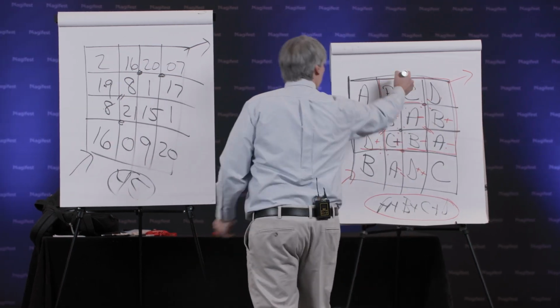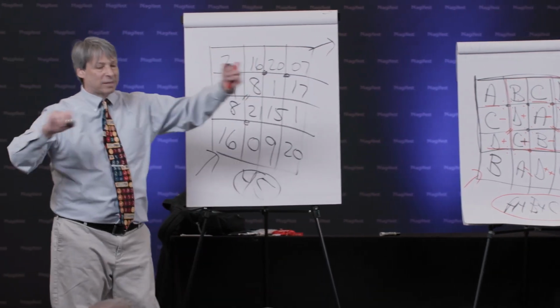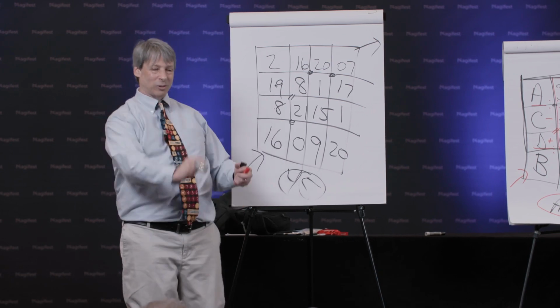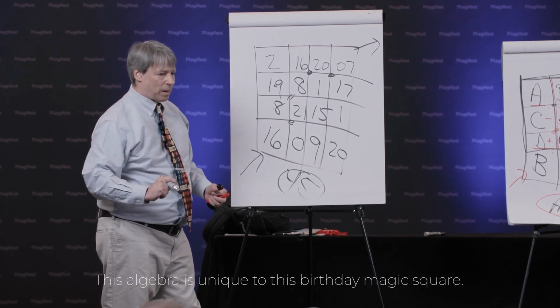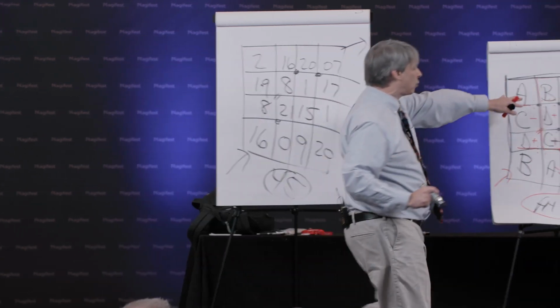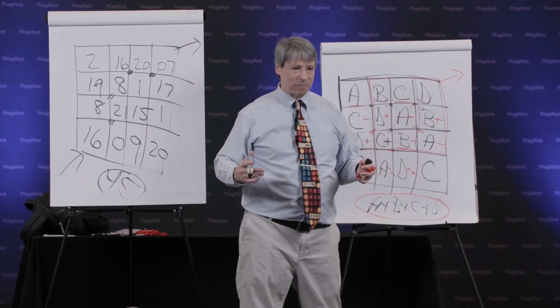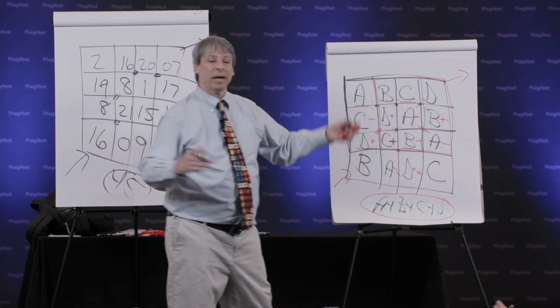And then for 4 of them, I'll add 3 extra, and now everything's different, practically consecutive. It's a beautiful magic square. It just doesn't get the personalization or the punchline unique to the birthday magic square. And it's not the only way to create a birthday magic square, but it's my way, and I'm happy with it. For other magic square solutions, you'll have a different algebra.